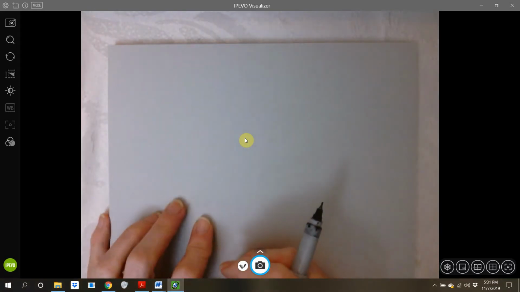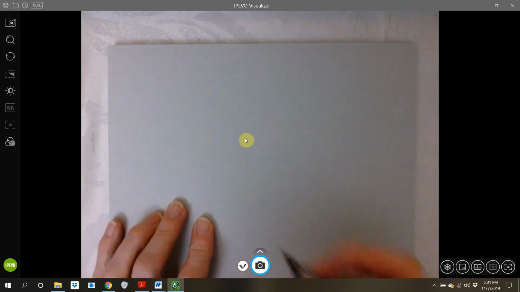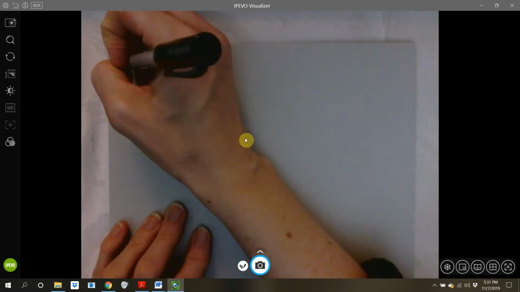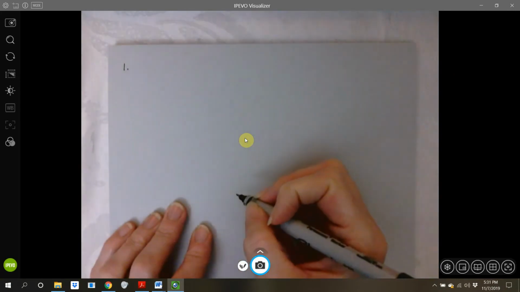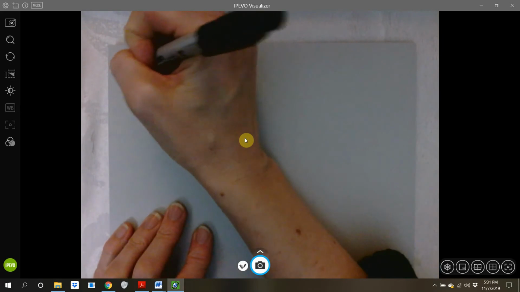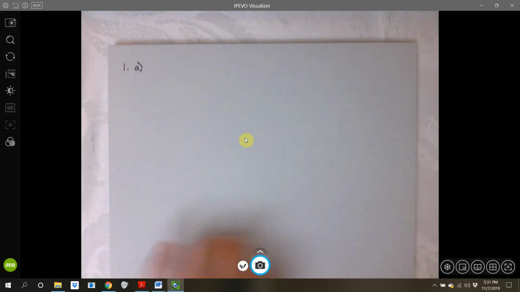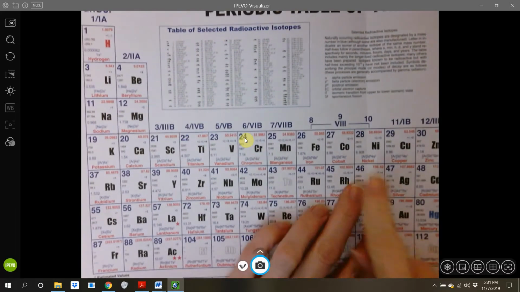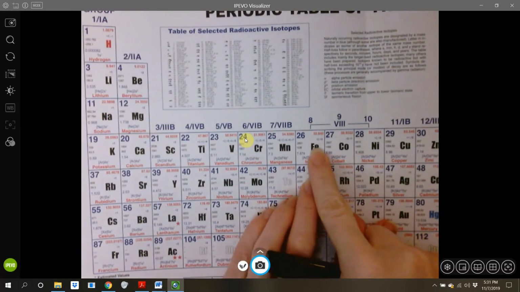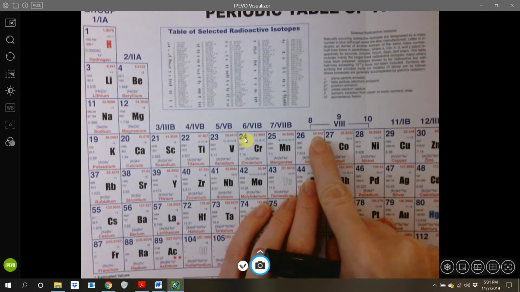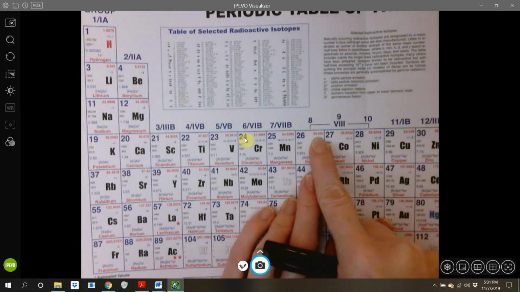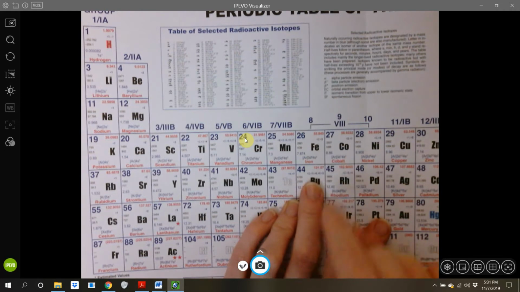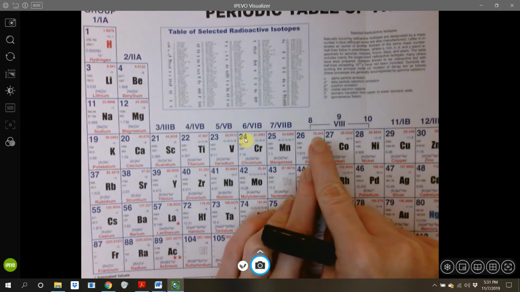Number 1 says, what is the molar mass of iron? To look up the molar mass of iron, we have to look at our periodic table. I've got one with me, and iron is here, and you may or may not be able to see that. It says 55.845, and that top little red number is the mass.